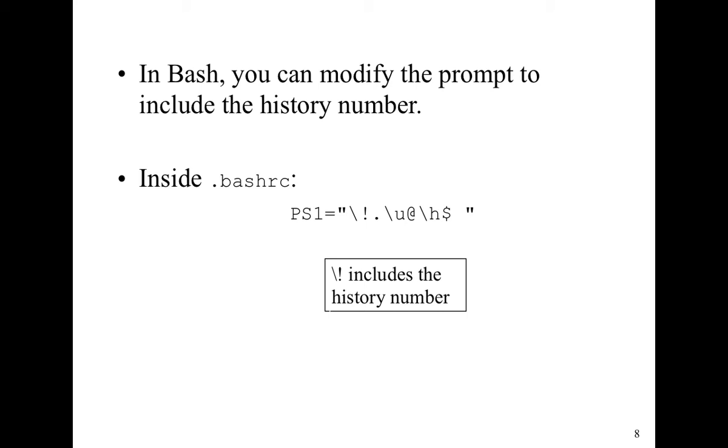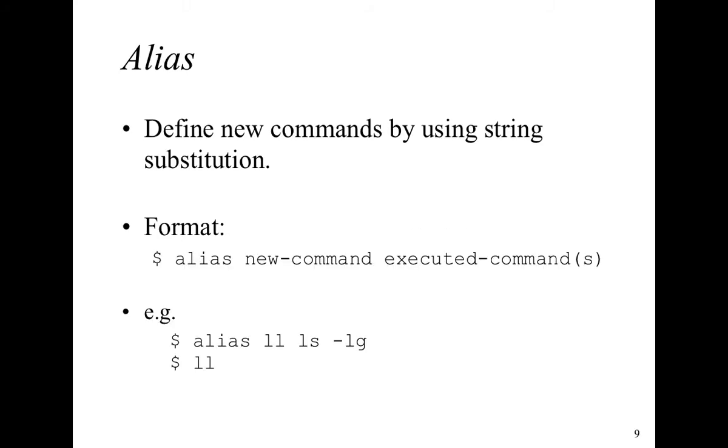That's inside of bashrc. You can set the prompt so it includes the history. The exclamation point includes the history number. So mine's going to say something like 500 and something at this point.